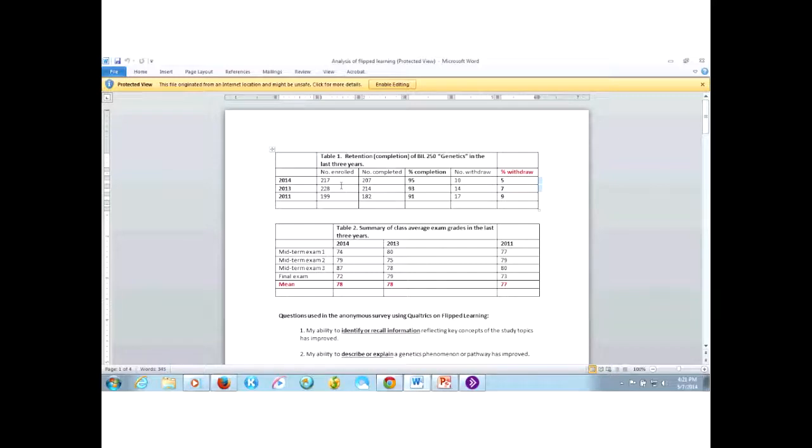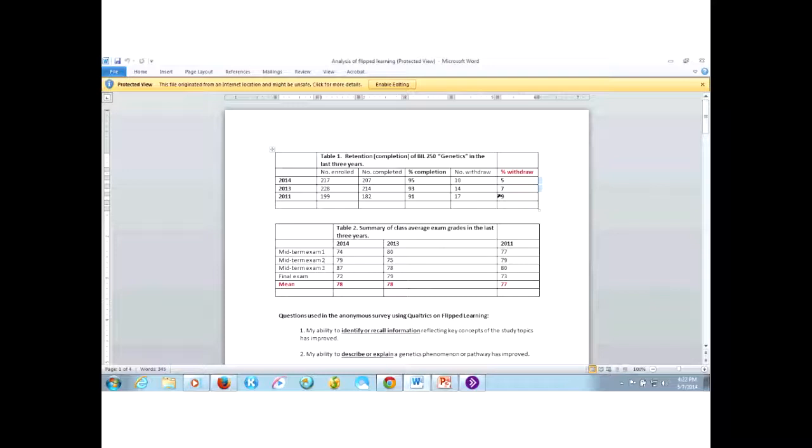In 2014, I had 217 students enrolled, and 207 completed the course. The completion rate is 95%. I had 10 students withdrawn, that's 5%. In 2013, I didn't use this flipped learning. I had 228 students enrolled and I lost 14 students, so the withdrawal is 7%. In 2011, I had 9% withdrawal. So from this retention rate, the completion rate, those students stick to it.